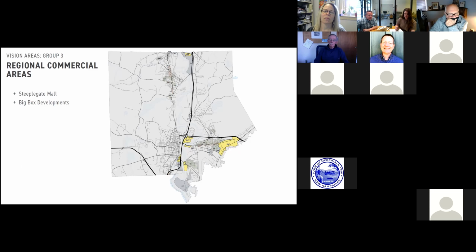Let's move on and talk about the regional commercial. So the regional commercial does include Steeplegate Mall, and it includes the other big box areas. So Fort Eddy as an example. There's a few others around town. Almost all of them are Zone Gateway Performance today.